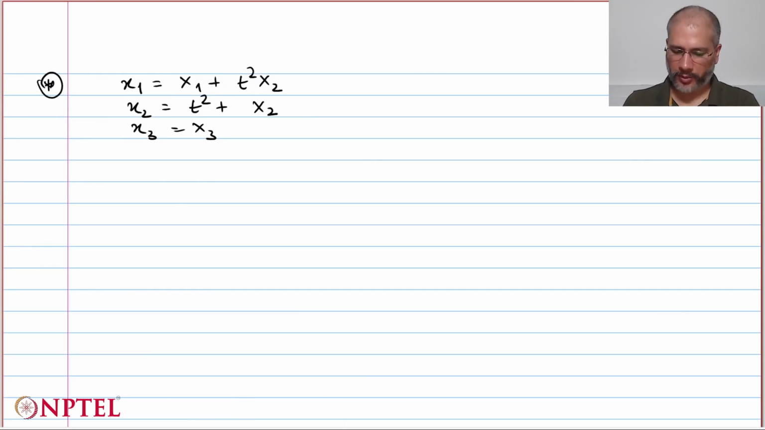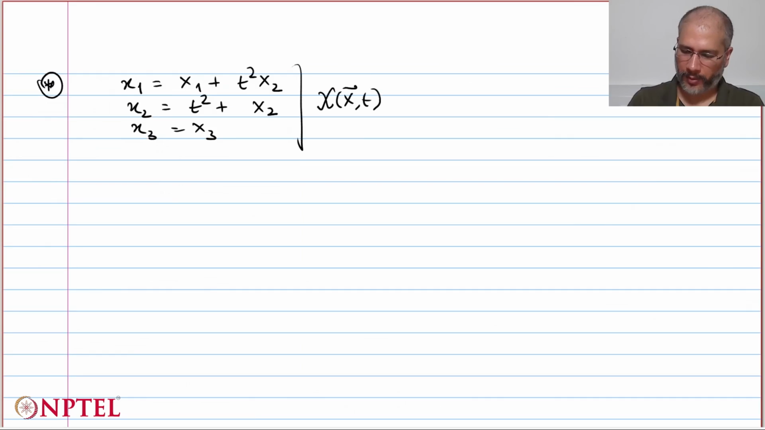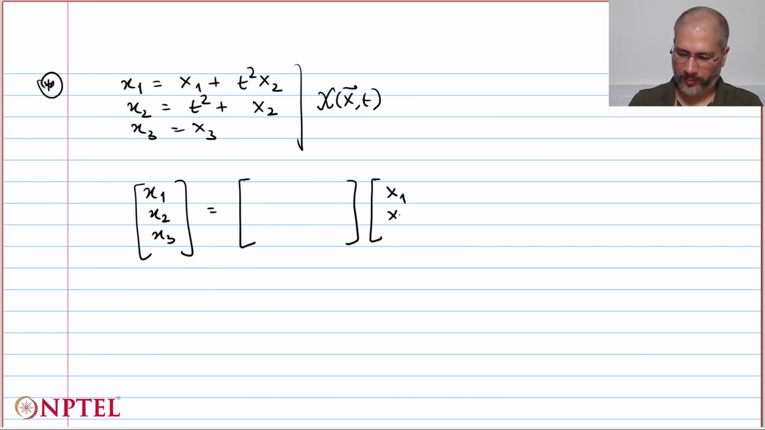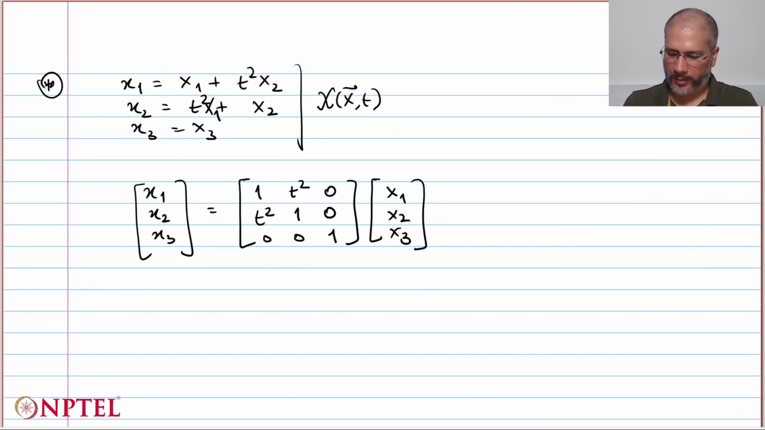Now in the problem that was given to us, which was basically this chi function, we can see that in matrix form, we can express this as the vector small x, and then you have a matrix times the vector capital X. The matrix in this case is 1, t squared, 0; 0, 1, 0; 0, 0, 1. So mathematically, can you see a linear transformation here?